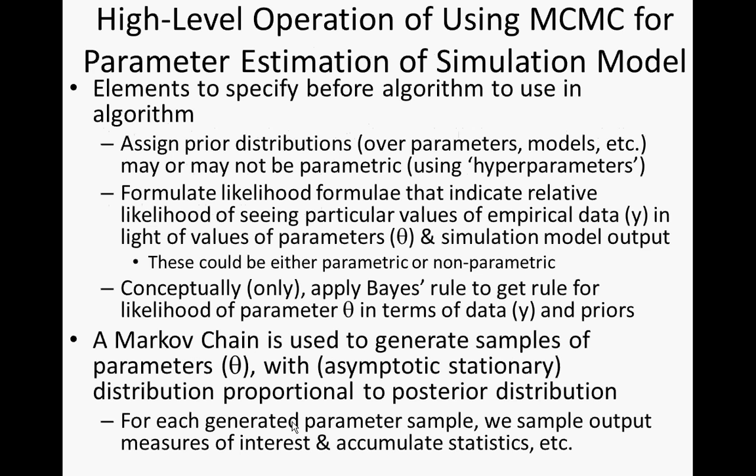So up front, when we're preparing a Markov chain Monte Carlo experiment for use with a simulation model, there's a set of tasks we need to undertake up front to fully specify the problem. One of the first tasks is to assign prior distributions over parameters, for example, and over models. We can encode which model we want to use, in fact, with a categorical parameter.